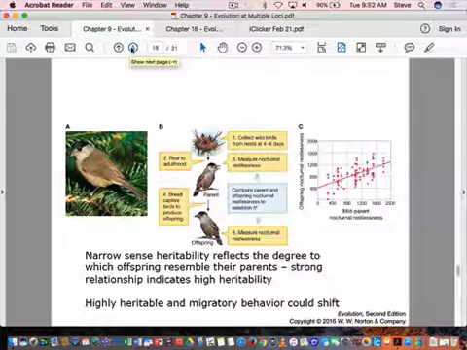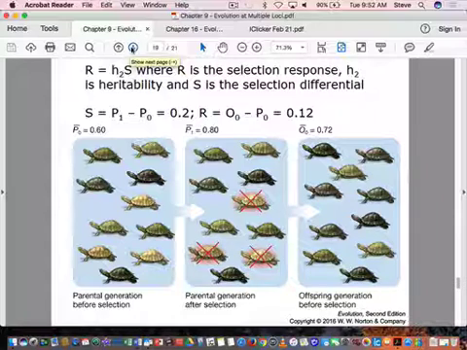So we think that this thing could evolve and migratory behavior could shift. And in fact, what a lot of people are seeing is that migratory behavior is changing pretty dramatically in response to, in some cases, warming patterns. Okay.